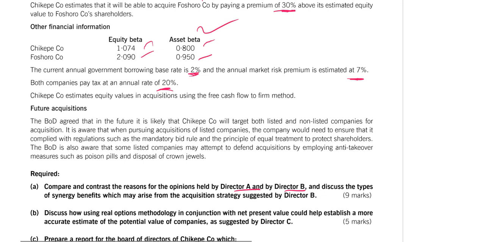The board agreed that in the future it is likely that the company will target both listed and non-listed companies for acquisition. It is aware that when pursuing acquisition of listed companies, the company would need to ensure that it complied with regulations such as the mandatory bid rule and the principle of equal treatment of shareholders. The board is also aware that some listed companies may attempt to defend against acquisition by employing anti-takeover measures such as poison pill and disposal of crown jewels.